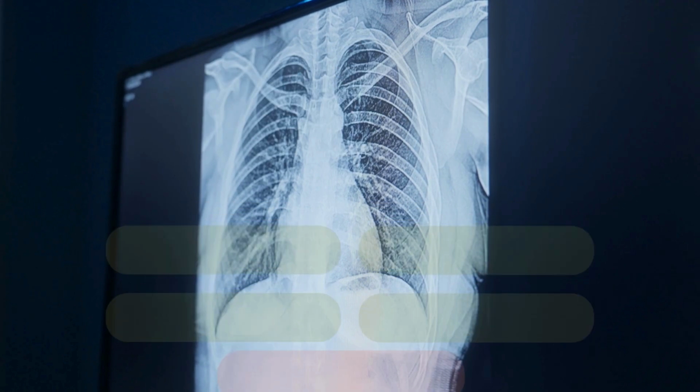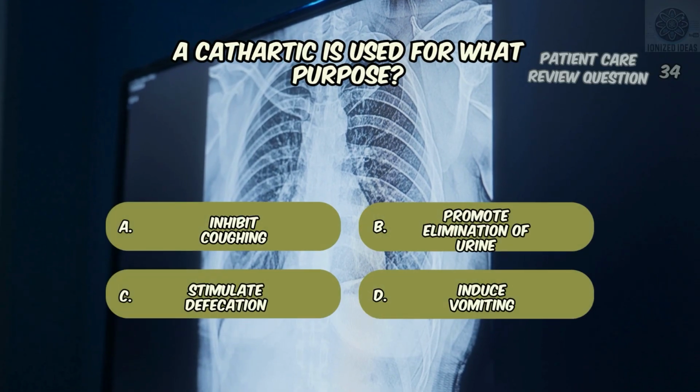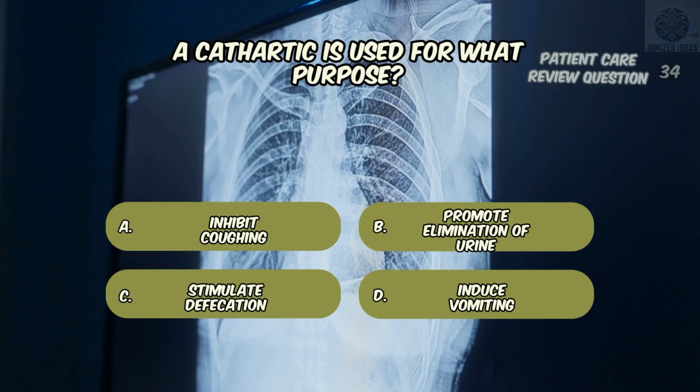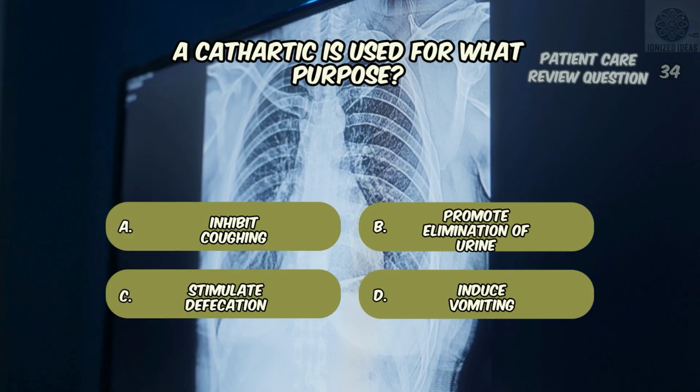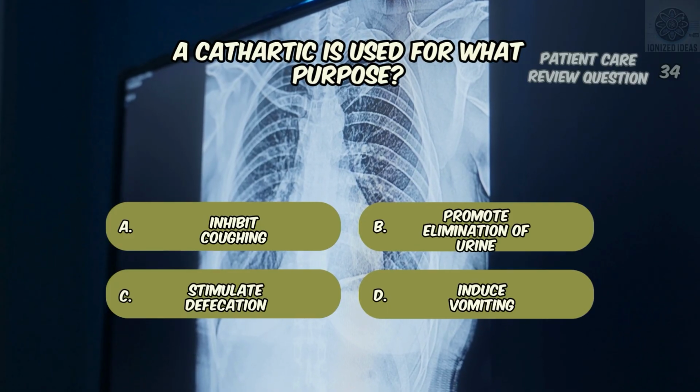A cathartic is used for what purpose? A. Inhibit coughing. B. Promote elimination of urine. C. Stimulate defecation. D. Induce vomiting.